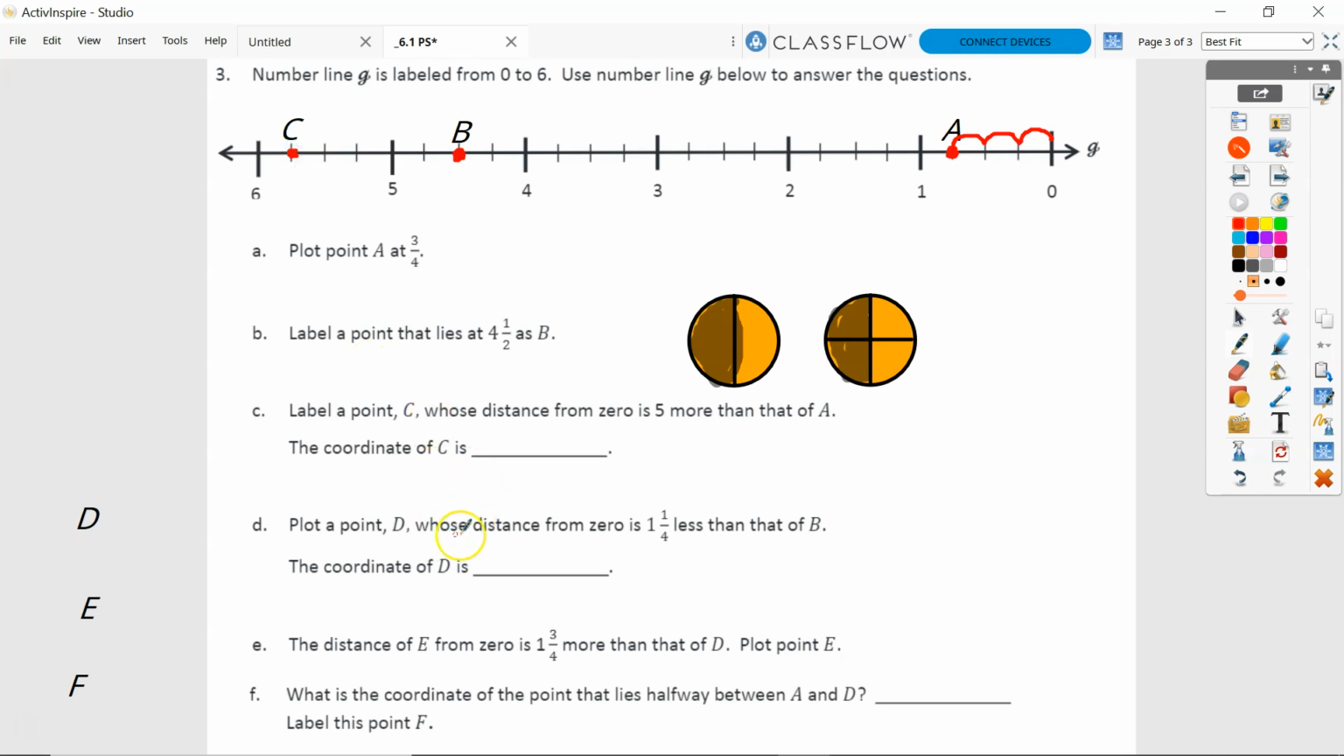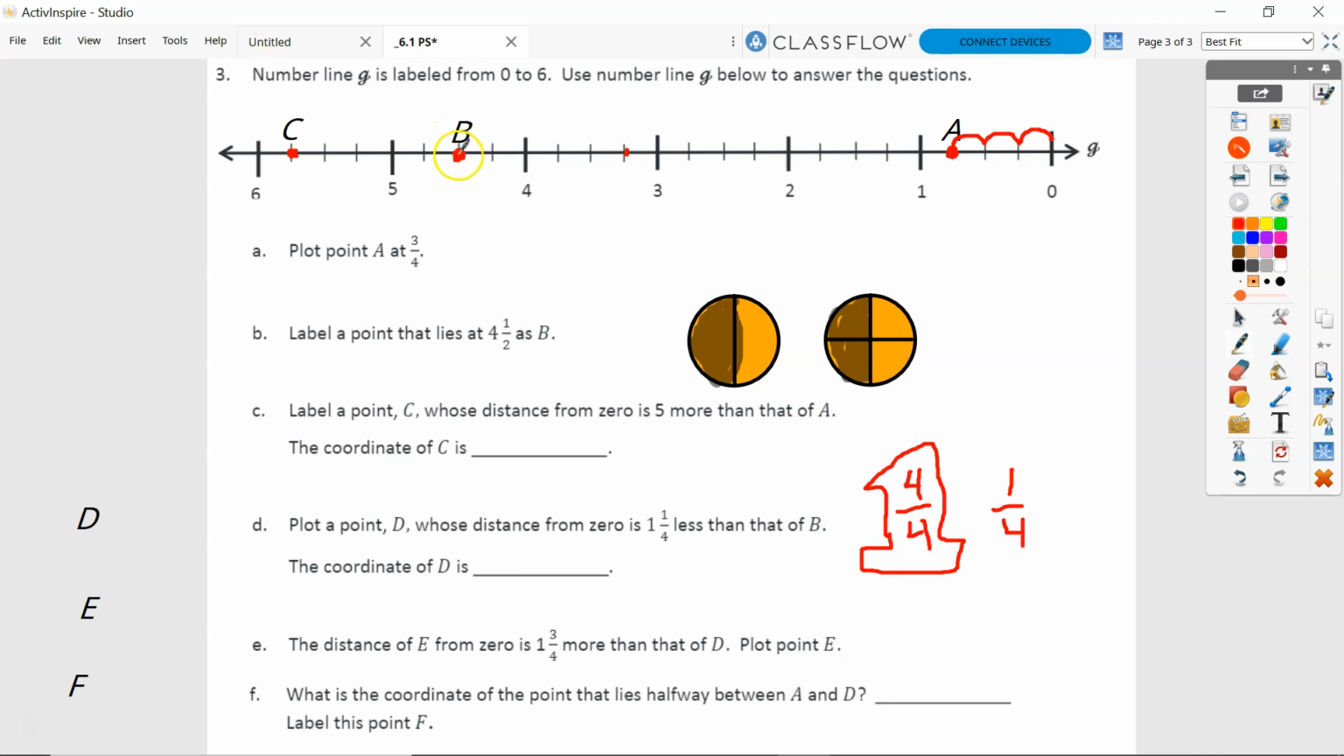All right, let's look at D. It says plot a point D whose distance from 0 is 1 1/4 less than that of B. So I have to go 1 1/4. So I know one whole, in this case, we partitioned it into fourths. So I'm just going to count 4 back. 1, 2, 3, 4. And then one more back equals 5/4 back. Because remember, 1 is equal to 4/4. That's one whole, right? Anything over itself equals a whole.